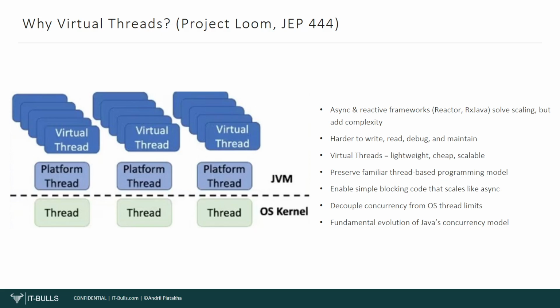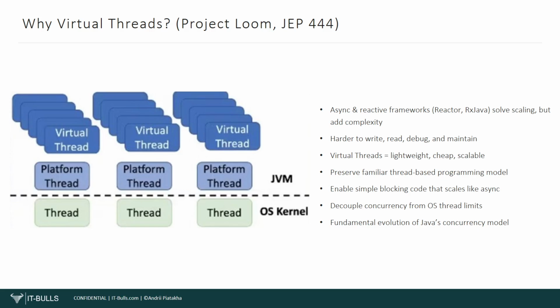Enter Project Loom, a groundbreaking initiative by the Java platform team. And at the heart of Project Loom are virtual threads. With the official release of JEP 444 in Java 21, virtual threads became a final, stable feature of the Java language for Java version 21. They are designed to solve the concurrency bottleneck without sacrificing the familiar thread-based programming model. Virtual threads are lightweight, cheap to create, and allow us to write straightforward blocking code that scales. Code that reads like sequential logic but behaves like high-performance asynchronous systems.